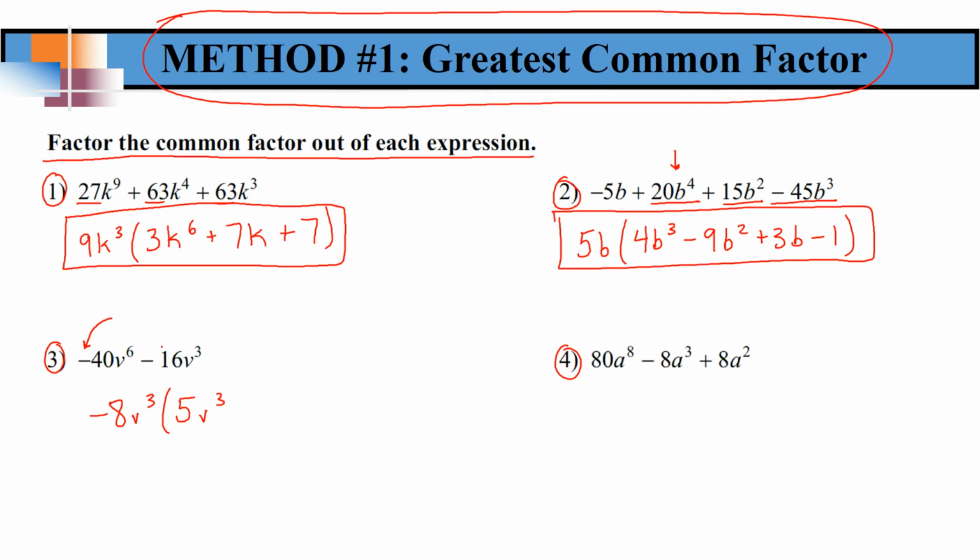Then if I factor -8 out of -16, I'll have +2, and I already factored out all 3 v's, so I close the parentheses, and here is our factored form right there.